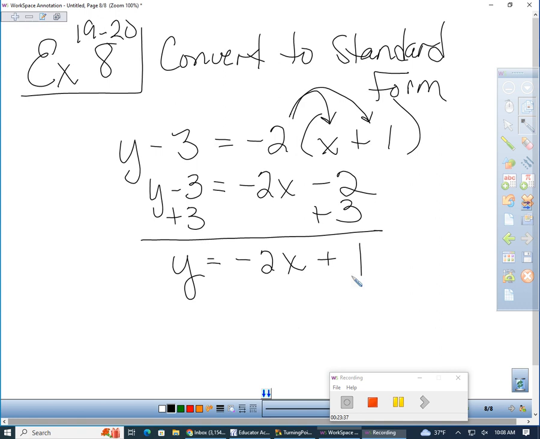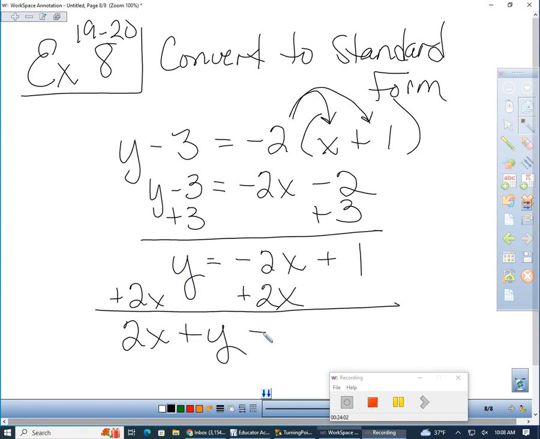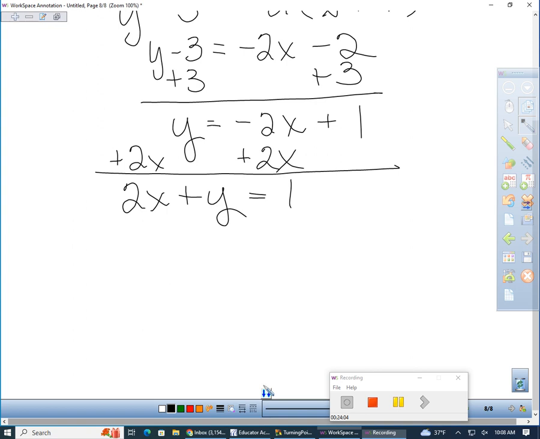All right. Now what do I need to do to get this into standard form? Do I have to clear the fraction? So now what? Move the x term to the left. It's a negative 2x, so we add 2x. If I add 2x to this side, I have to add 2x to this side. I have 2x plus y equals 1. Is my a positive? Then I'm done.